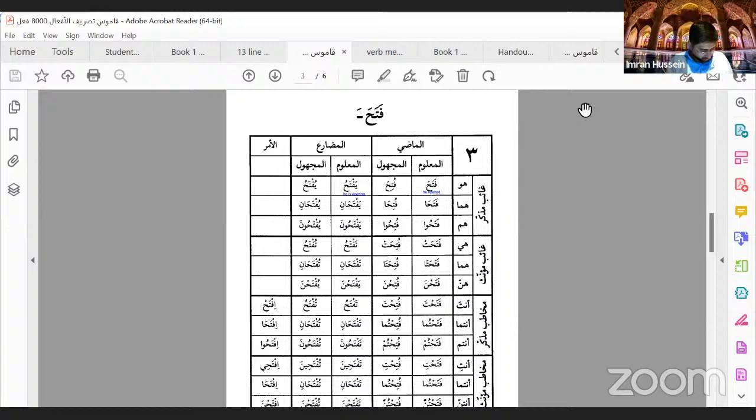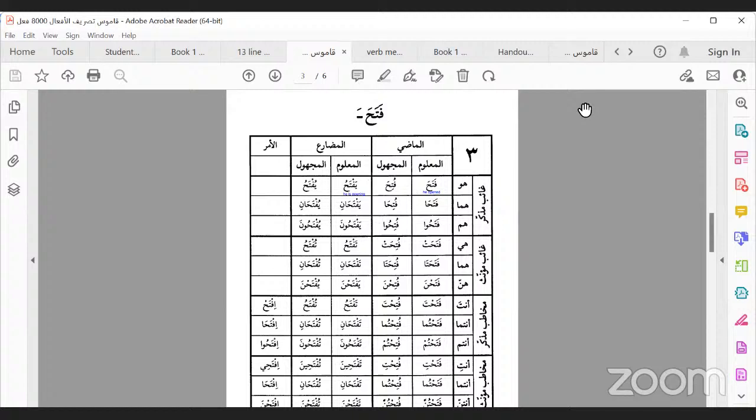Yaftahu, that's one male opening. He is opening. Exactly. Yaftahu, he's opening. And then how do you say plural? Oh, I see. Okay. Yeah, that's yaftahuna.